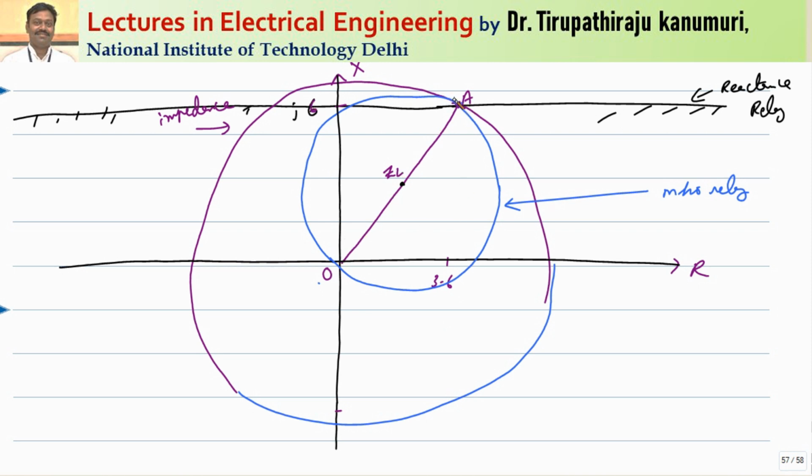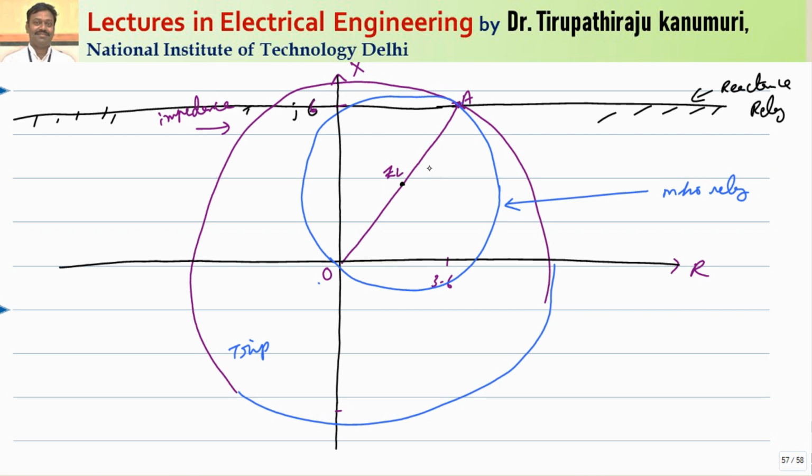Taking OA as my radius, draw the circle. That circle indicates the impedance relay characteristic. Within this, the relay will trip. Now by taking half of this length as the radius, draw the circle that should pass through the origin on one side and on the other side pass through A. When you draw the circle, that indicates the Mho relay. You can see the Mho relay radius is half of that of the impedance relay. That's why the area covered by the Mho relay will be minimum.